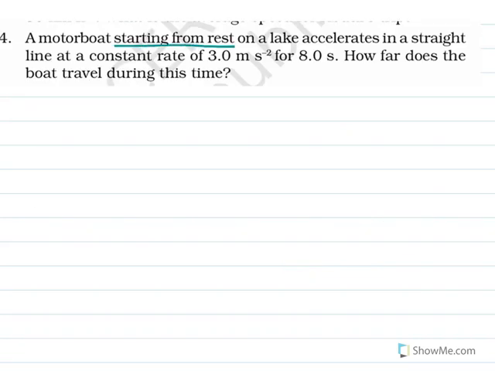A motorboat starting from rest. Starting from rest means u equal to 0. Initial velocity 0. Let's write that. Initial velocity 0 meter per second. On a lake, accelerates in a straight line at a constant rate of 3 meter per second square. So this must be the acceleration. 3 meter per second square for 8 seconds. So this is time.